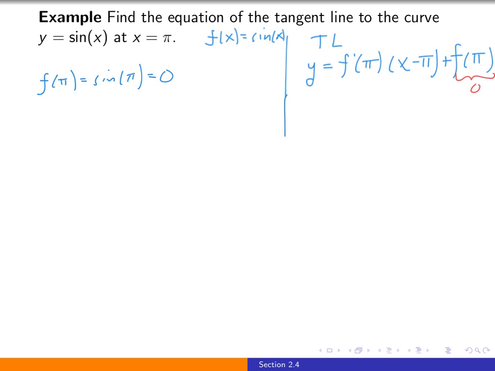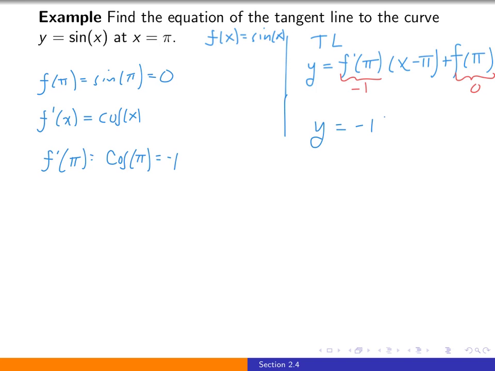We now need to determine the slope of the tangent line, f prime of pi. Well, the derivative of sine is cosine, and f prime of pi is cosine pi, which is the number minus 1. So that means that f prime of pi, the slope of the tangent line, is minus 1. So our tangent line is y equals minus 1 times x minus pi, which simplifies to y equals minus x plus pi.